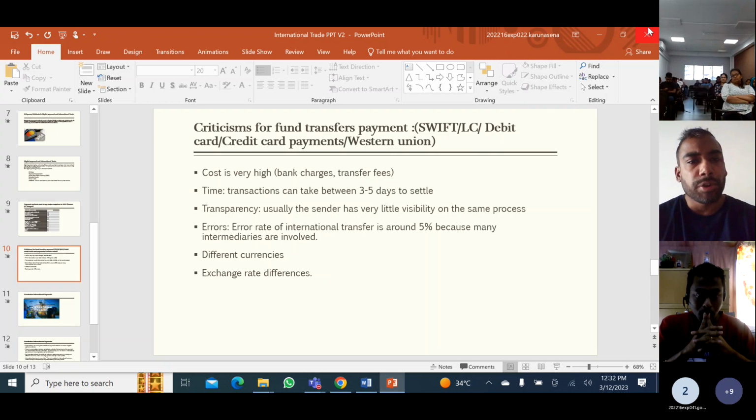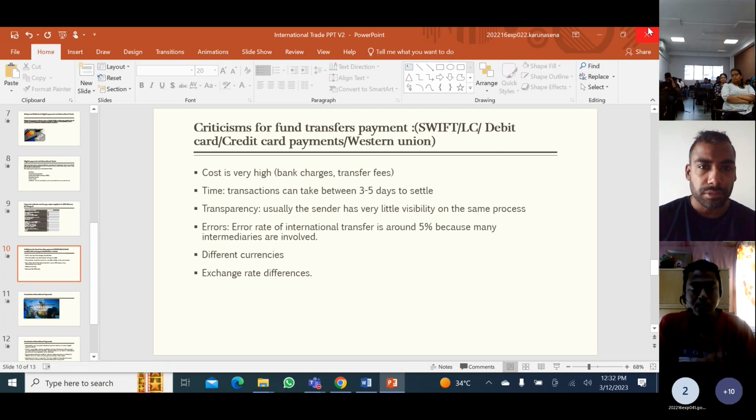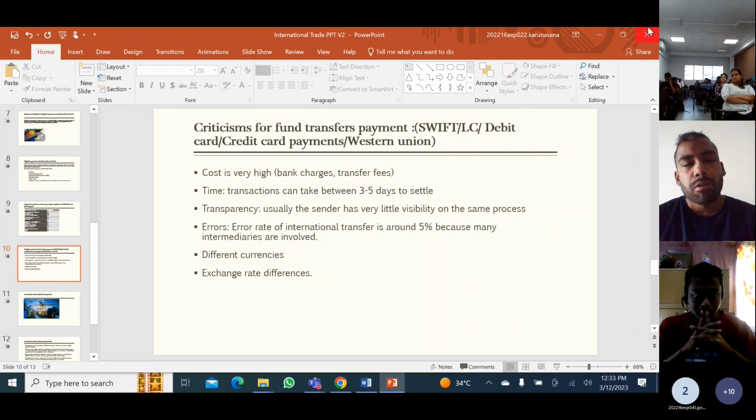There is also some criticism of international trade fund transfers. In SWIFT transfers or bank debit card payments, we have to pay some charges. This is a disadvantage in international trade. Further, it takes some time to transfer funds.